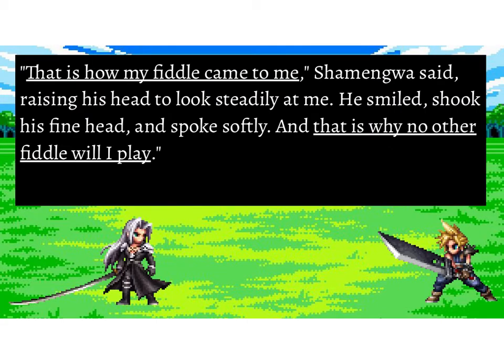So if we look at this example here, this is a paragraph from a story called Shamengwa. You'll notice that I've got the first and last sentence underlined. The first sentence, that is how my fiddle came to be. The last sentence, that is why no other fiddle I will play. So this repetition of that is and the idea of the fiddle, it kind of bookends the beginning and end of the paragraph, again, to add some clarity and to emphasize the point of the fiddle in this particular sense.